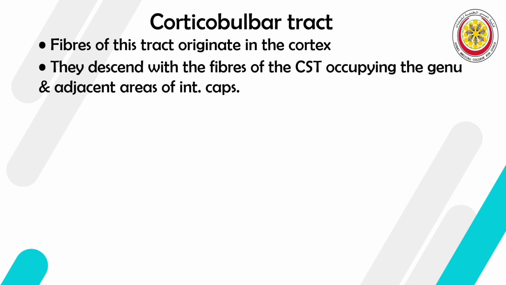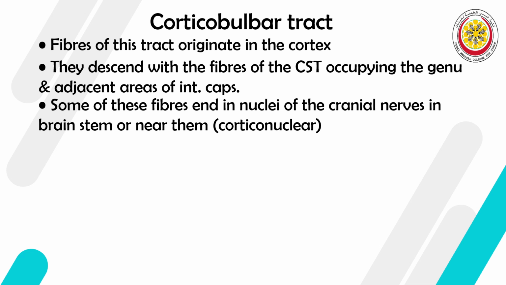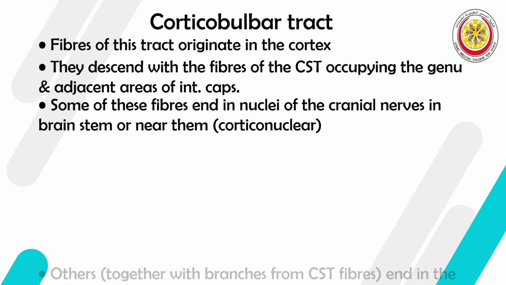Okay, let us start with the corticobulbar. They, of course, originate in the cortex, and then, by the way, they come with the corticospinal tract to start with, through the corona radiata, and then in the brain stem, and so on. They occupy the genu and adjacent areas of the internal capsule, both sides.